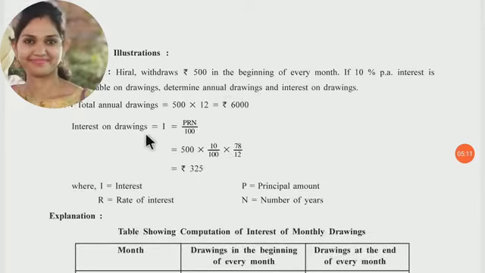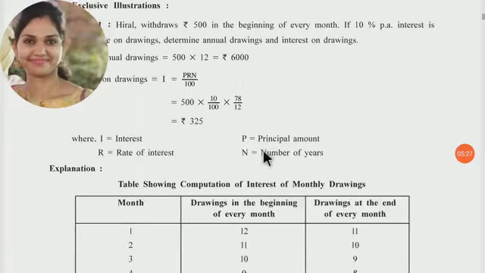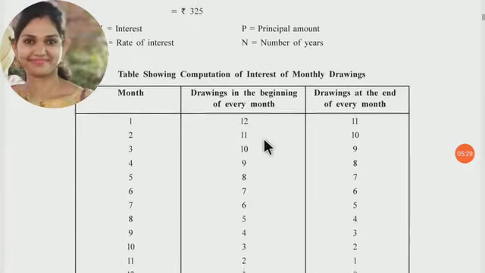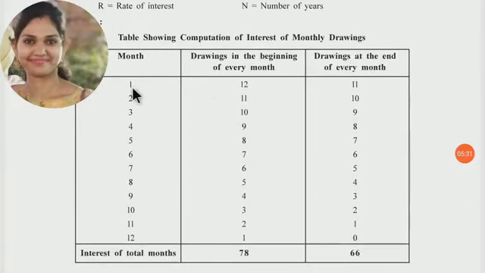Now interest on drawing. What is the formula of interest? I is equal to PRN upon 100. Here she is making a drawing at the beginning of every month. So for how many months do we have to calculate? See here, she makes the first drawing on 1st January. So for the first drawing, she has to pay interest for 12 months, that is 1st January to 31st December, 12 months.